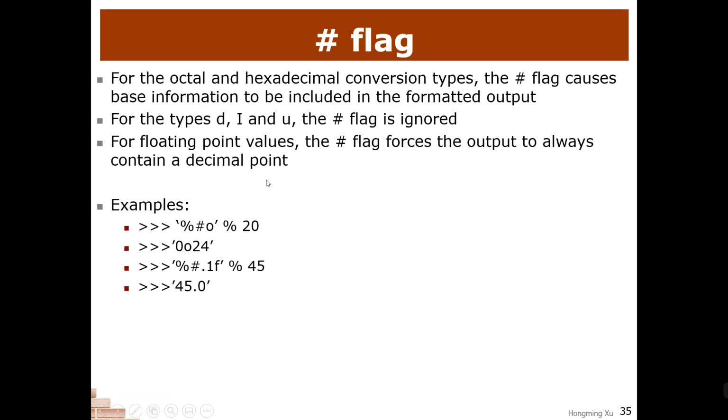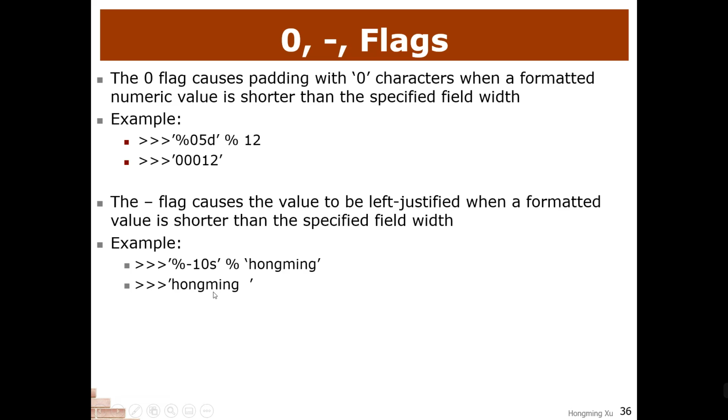And for floating point values, the pound sign forces the output to always include the decimal point. Like this example, if we want to display 45, but we use the pound sign with one digit precision, the output will be something like this, 45 point 0. And the zero flag causes padding with 0 characters when the numeric value is shorter than the specified field width. This is the example.